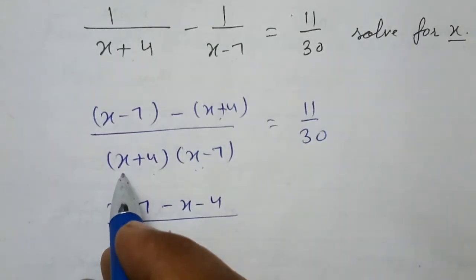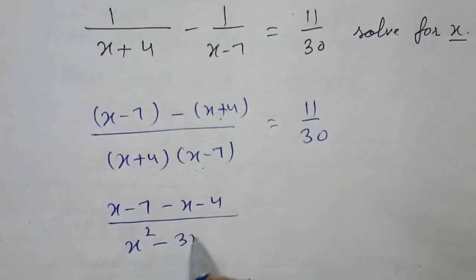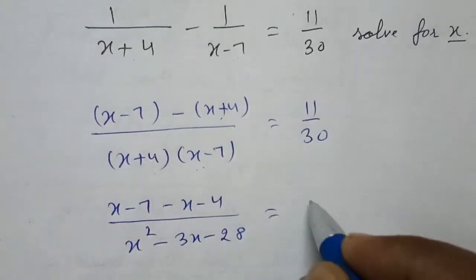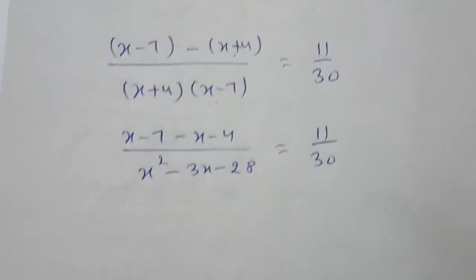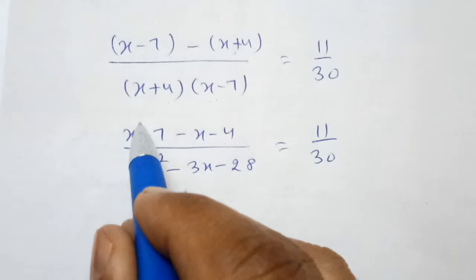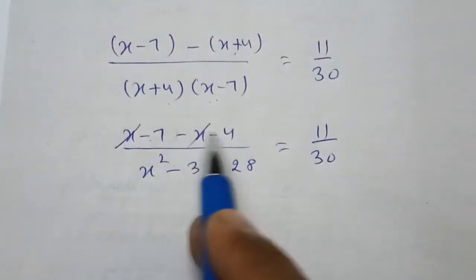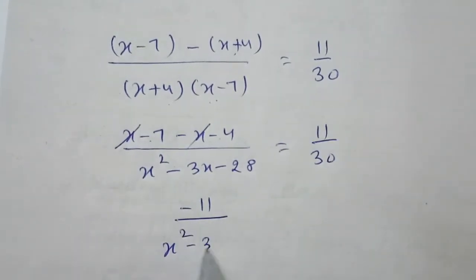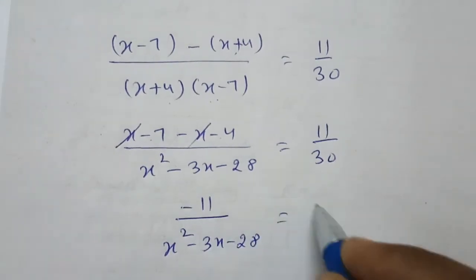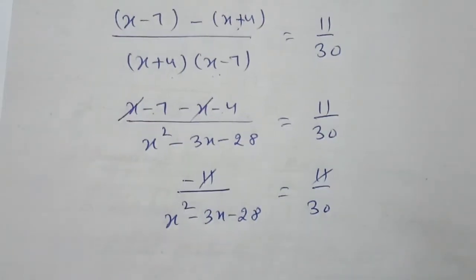And here we will multiply. We are using the identity (x plus a)(x plus b), so directly you will get x square minus 3x minus 28, or you can multiply these both ways and you will get the same result. Now in the numerator, plus x and minus x cancel each other. Minus 7 minus 4 is minus 11. Minus 11 over x square minus 3x minus 28 equals 11 by 30. Now these 11 and 11, both in the numerator, cancel each other.